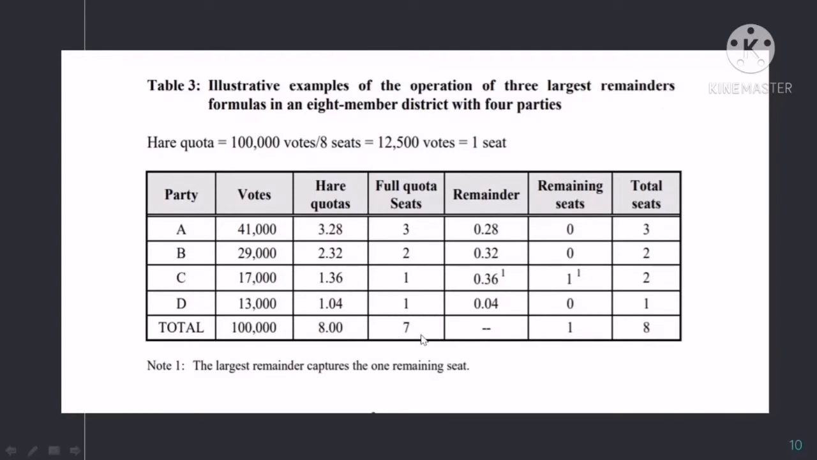So, to get the last seat, we use the largest remainder to get the one remaining seat. We go directly to their remainders. Party A has 0.28 remainder, party B 0.32, 0.36 for party C, and 0.4 for party D.